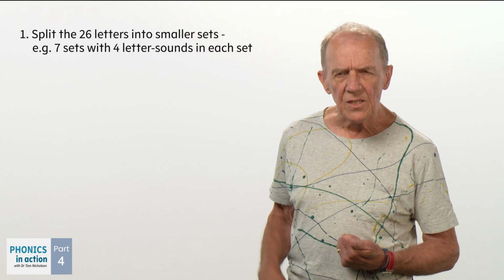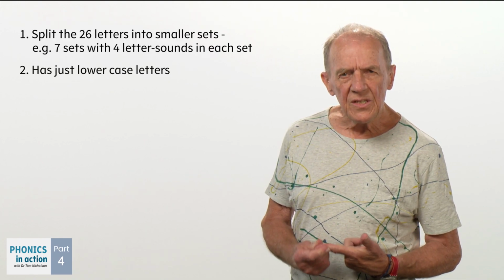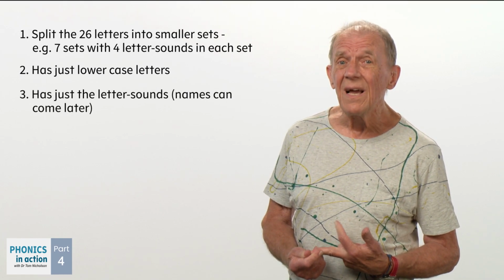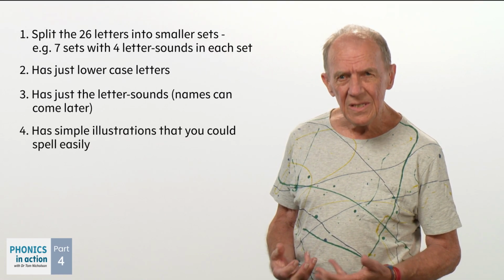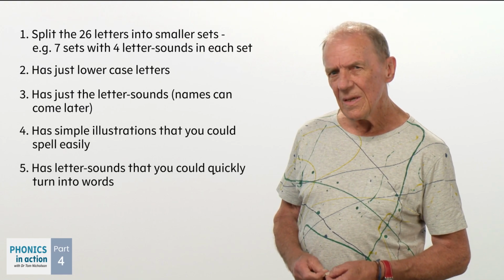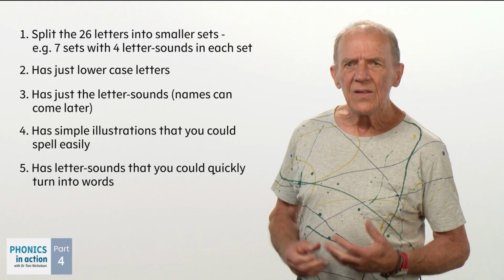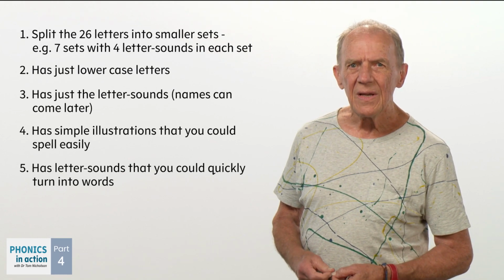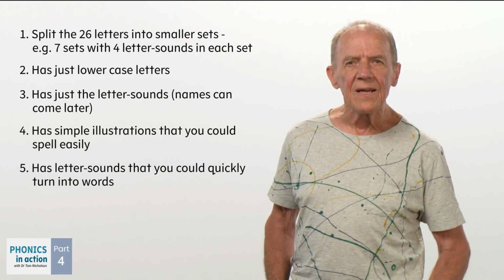You needed a simple chart that first split the 26 letters into smaller sets, like 7 sets of 4 letter sounds. Second, it just has lowercase letters. Third, it just teaches the letter sounds. The names can come later. Fourth, it's got simple illustrations that you can easily spell. Fifth, it had letter sounds that you could quickly turn into words. The letters needed to be in a sequence where you can make words almost straight away. Only teach the letter sounds. Only have drawings of words that you can spell with those taught letter sounds.